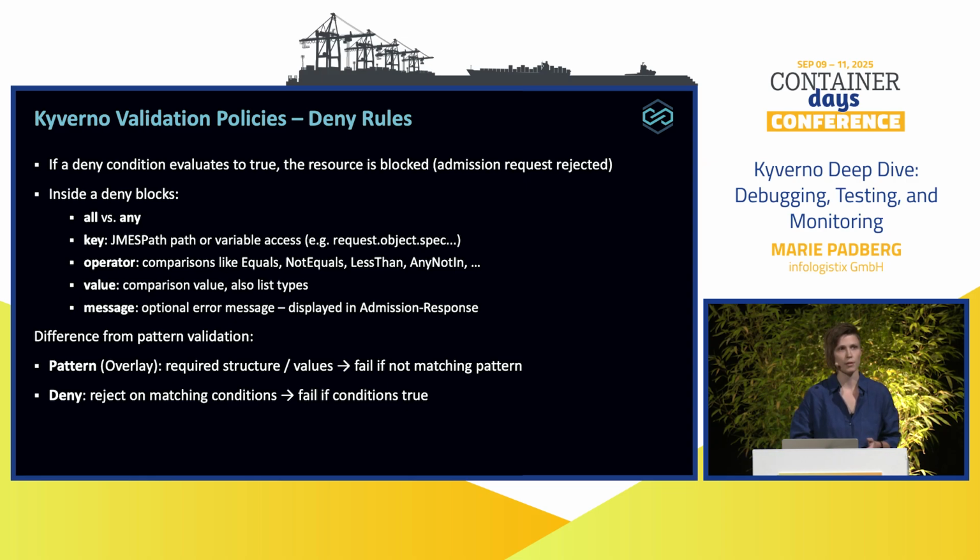Then you define a key, usually a JMESPath expression. You pick an operator like equals or not equals. You can pick from a lot of operators, and you provide a value to compare against. And if that condition evaluates to true, the request is blocked, and the message you've written will be displayed to the user. The key difference from pattern validation here is that you can explicitly say what is not allowed. And this is sometimes more intuitive, since you can say deny if label is missing.